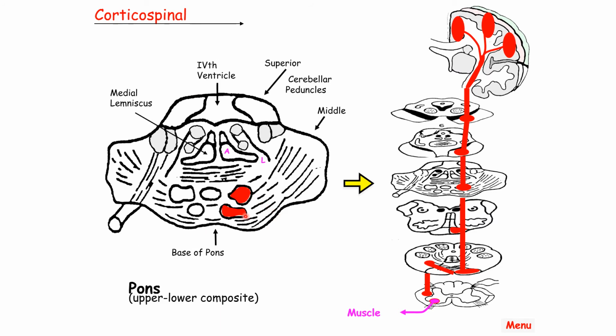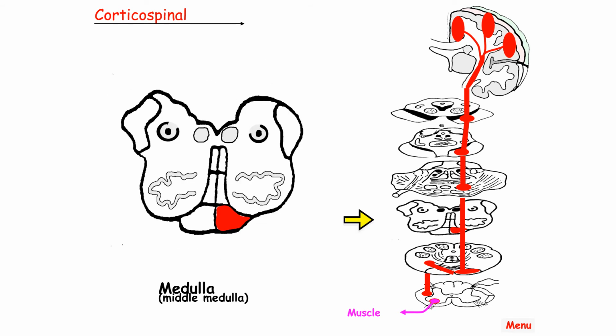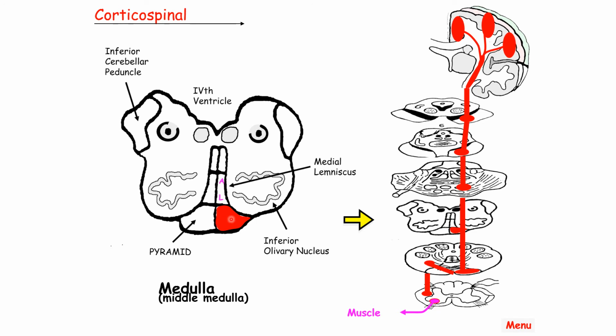As we come into the pons, the fibers are dispersed partially by the crossing cerebellar fibers, but we see the corticospinal fibers again in this position near the midline. As we come into the medulla, we see that the corticospinal tract is concentrated in the pyramid on one side, just below the olive and just below the medial lemniscus.